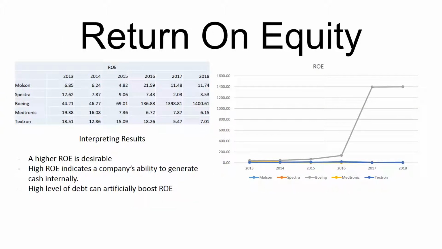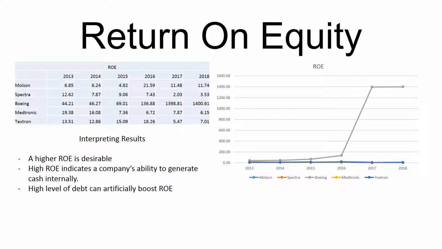As I was saying, ROE is the most important ratio when it comes to determining if we should invest in a company or not. ROE analyzes and measures how efficiently a company uses its investors' money to generate money. Therefore, a higher ROE is desirable, as high ROEs indicate a company's ability to generate money and cash internally. If we look at the table, we can see that Boeing is definitely the company with the highest ROE. In 2018 it has an ROE of 1400.